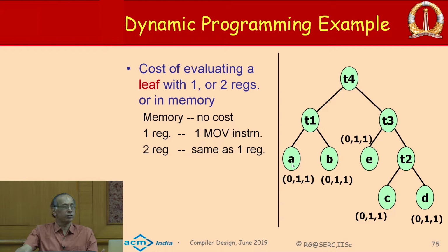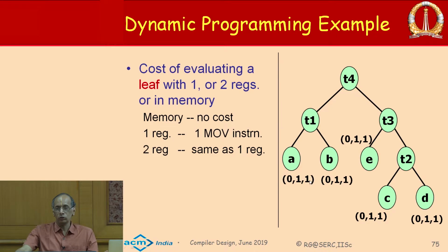If it is a constant, we can actually use it directly as long as it is a small constant, okay. Now, let us look at this. So, this node A is basically a variable, right. To compute this using memory, it requires no cost, but to compute it using one register, you need a move instruction, correct. Therefore, that requires a cost of 1.